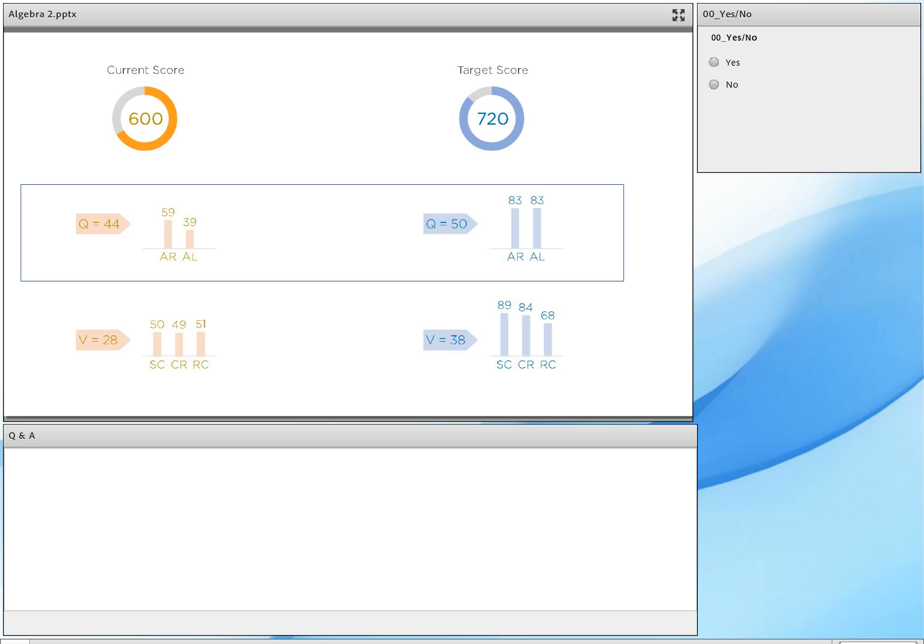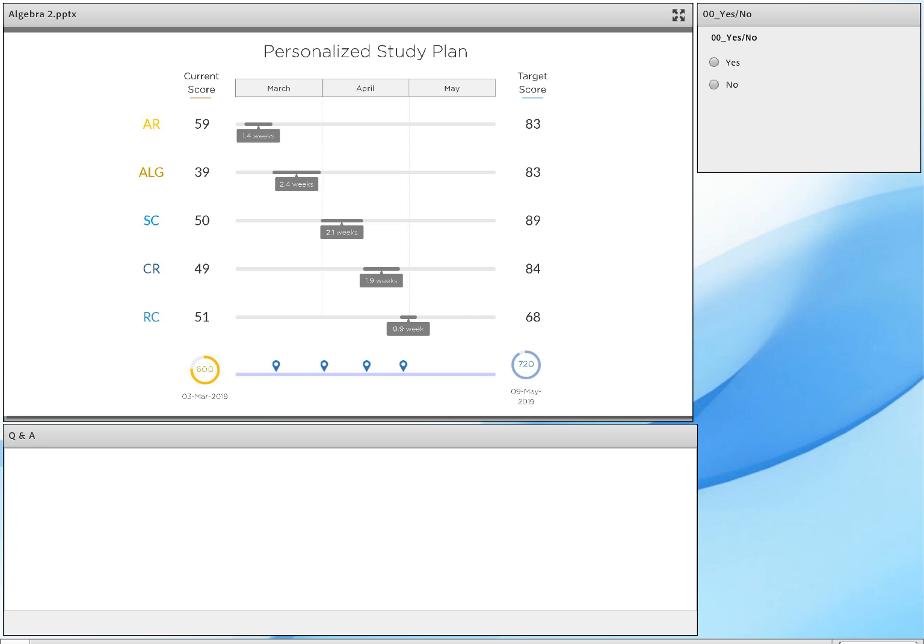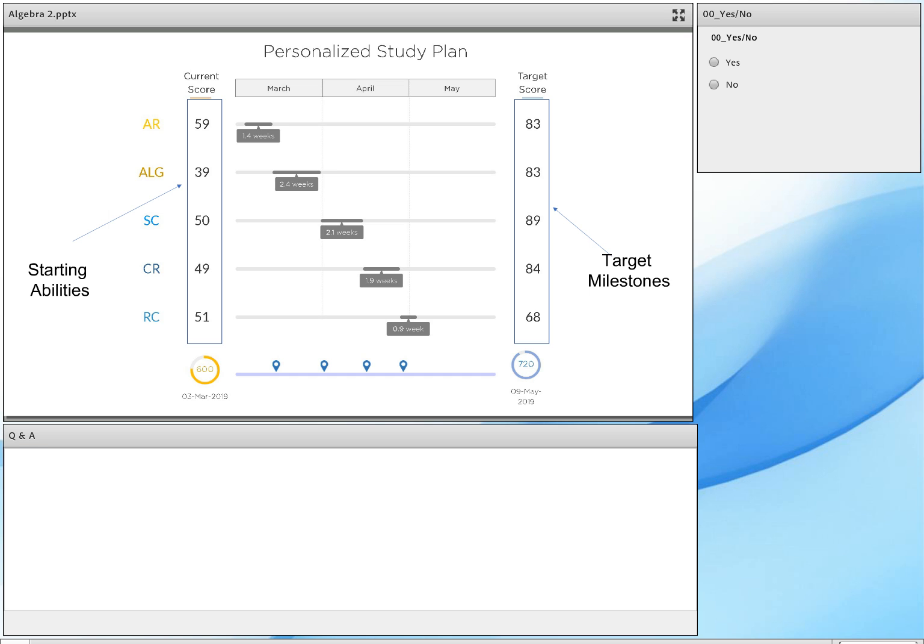You get a very, very personalized map here, which gives you a timeline that tells you how much time you should be spending per section. Here are your starting abilities. Here are your target milestones. And you know how much time you need to spend per subsection.